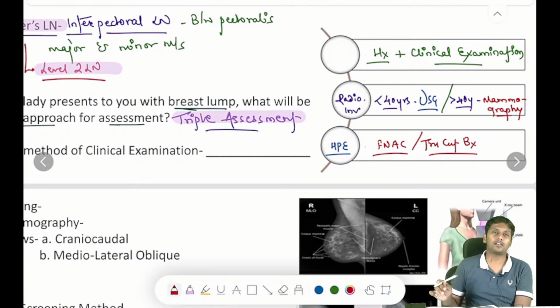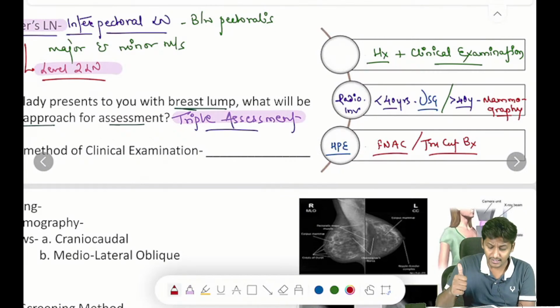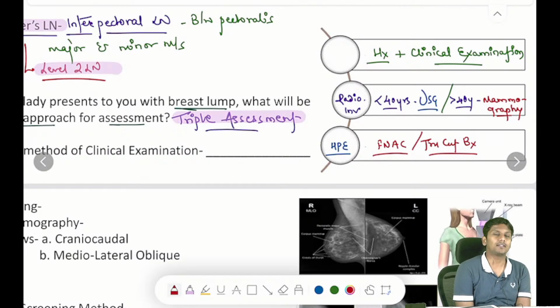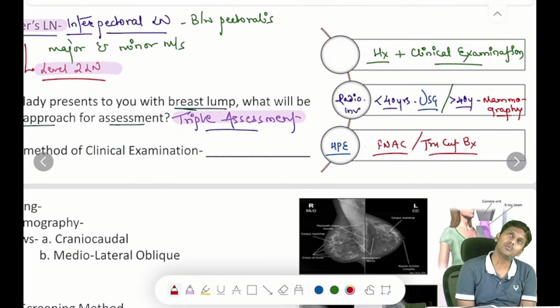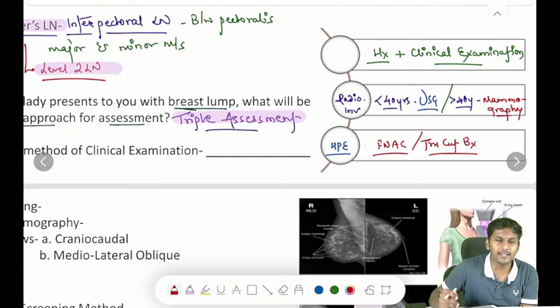So that is the triple assessment, as you know now. First is history taking plus clinical examination. Second is radiological investigation: less than 40, it is ultrasound; more than 40, it is mammography. And third important is the histopathological examination, in which we can either do a FNAC, that is fine needle aspiration cytology, or a true cut biopsy.